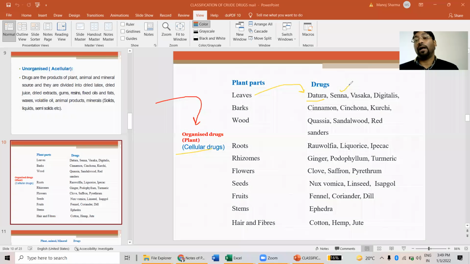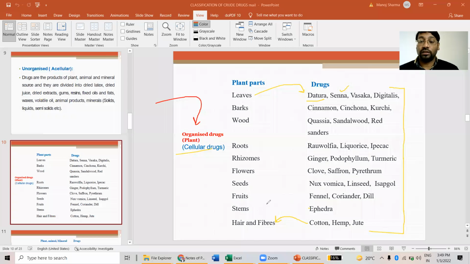Vasaka is again a plant in which leaves are used. Digitalis is again a plant in which leaves are used. So Vasaka, digitalis, in all these medicinal plants, different portions of the plant are used. And which portion is used? That is given over here, next to that.